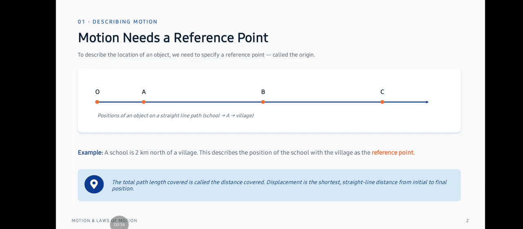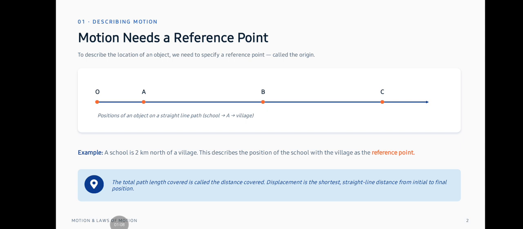So, we'll go through motion needs a reference point. To describe the location of an object, we need to specify a reference point. That's called the origin. So, positions of an object on a straight line path: school, then A, then village. For example, a school is 2 km north of a village. This describes the position of the school with the village as the reference point.